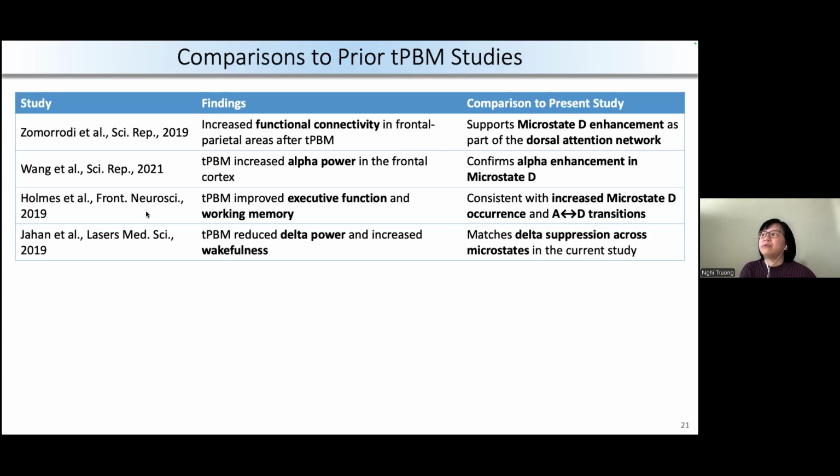Also, the results in our study align with prior studies. For example, previous studies showed that tPBM helps to increase functional connectivity, increase alpha band power, improve executive function and working memory, reduce delta power, and increase wakefulness. Those findings are compatible with the results that we found in this study.